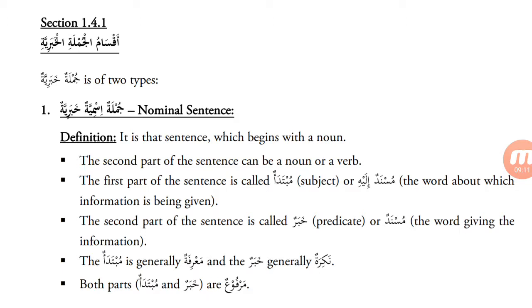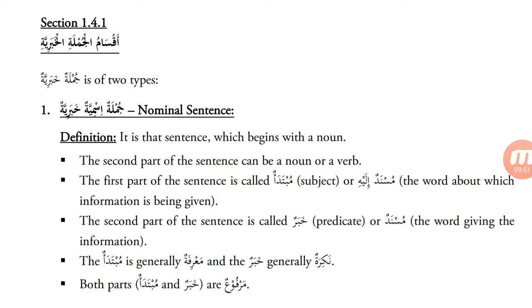The first part of the sentence is called mubtada, subject, or musnadun ilayh, the word about which information is being given. So there are two parts. The Jumla Ismiyah nominal sentence has two parts. The first part is called the mubtada, about whom news is being given, and the news itself, the information itself, is called the khabar. For example, Zaydun qa'imun. So this is a nominal sentence, Jumla Ismiyah.